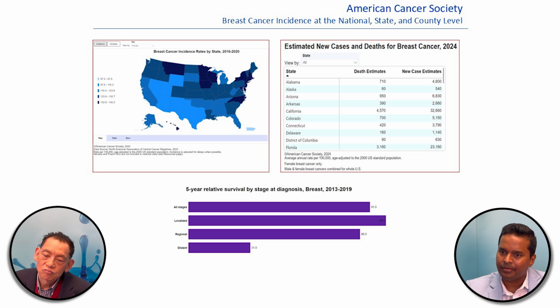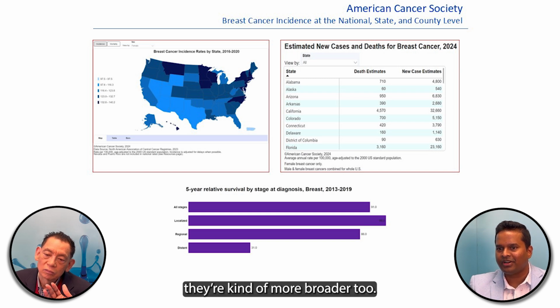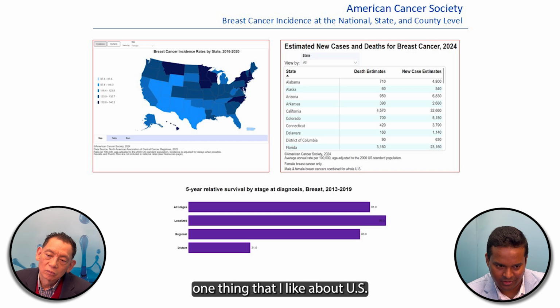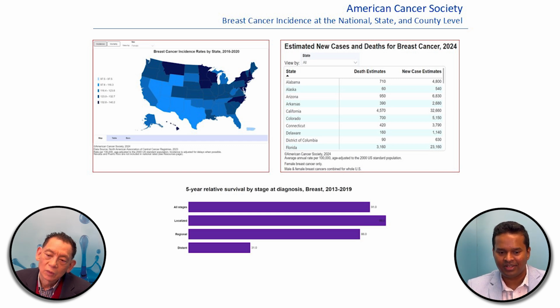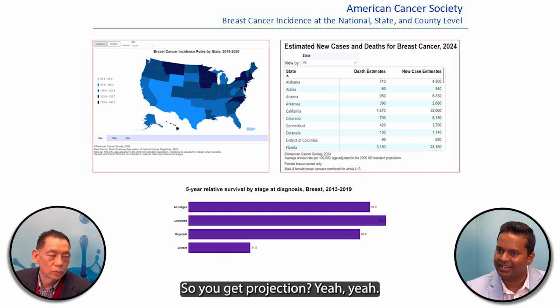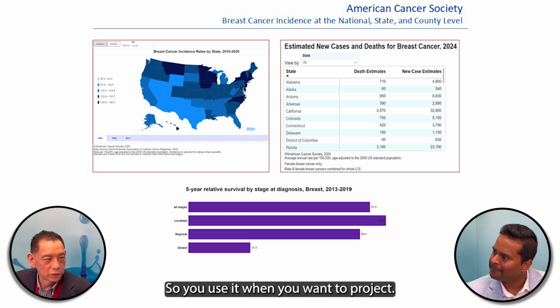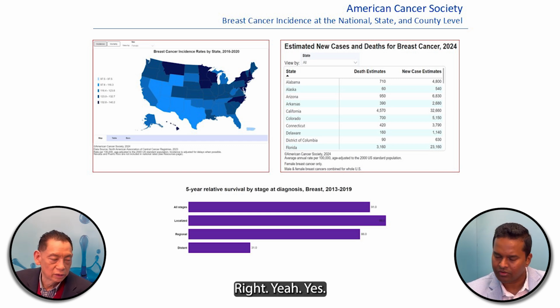So they're kind of more broader too, and one thing that I like about US cancer stats is that they projected to 2024. Now 2025, if you go to ACS, you get projection. Yeah, and most recent incidents and mortality. So you'll use it when you want to project, like forecasting. Right. Yeah.